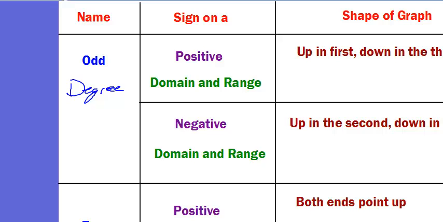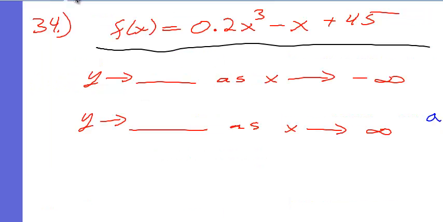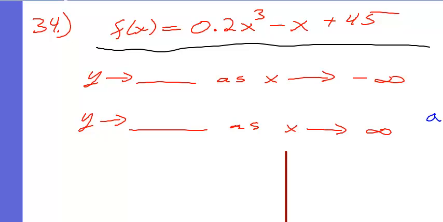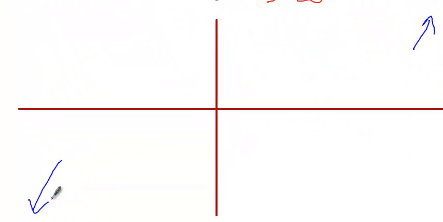Okay? So do we have an odd function or an even function? An odd. Was the A positive or negative? Positive. So what is our graph doing? Up in the first, down in the third. If I were to graph this, I have no idea what's going on in here. All I know is that my graph will point up in the first and point down in the third.